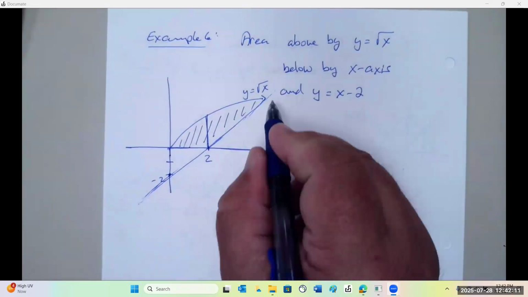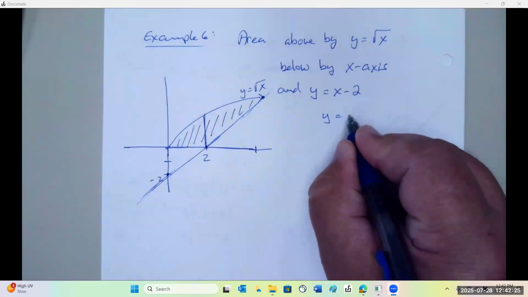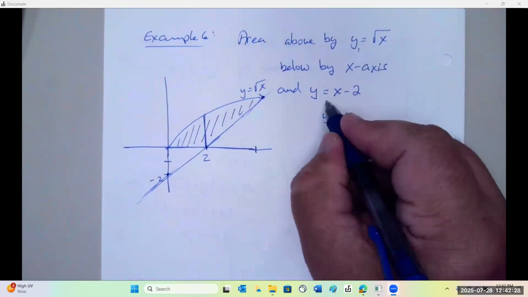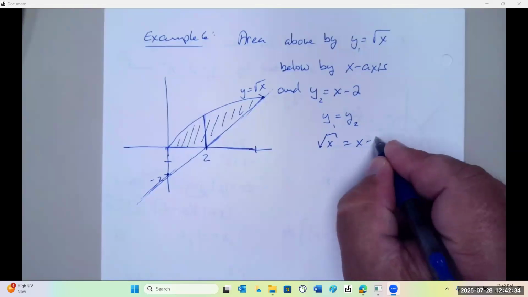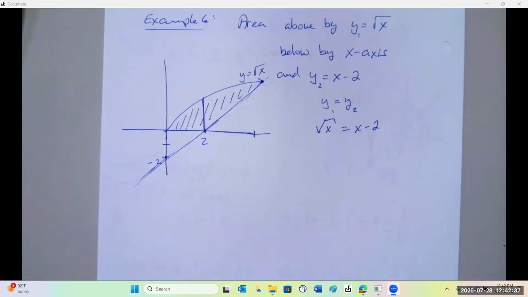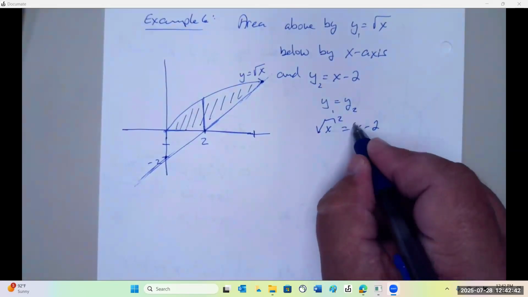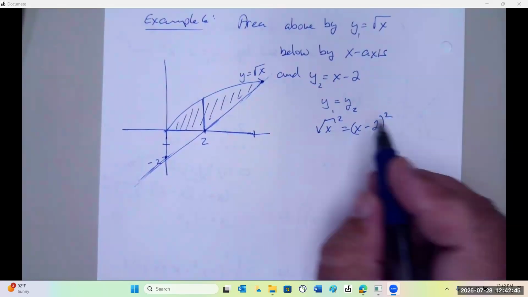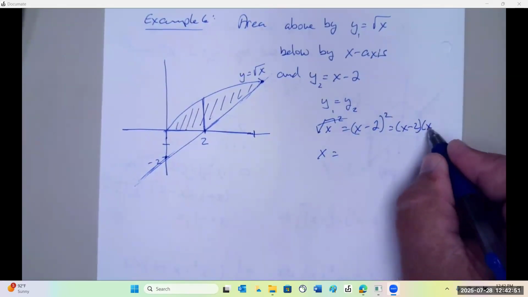So what's this other bound point here? How do we find that one? Yeah, where the two lines equal each other. So here's line 1, line 2. So square root of x equals x minus 2. To get rid of the radical, square both sides. So x is equal to x minus 2 times x minus 2.